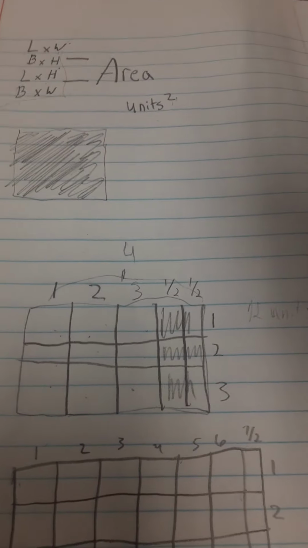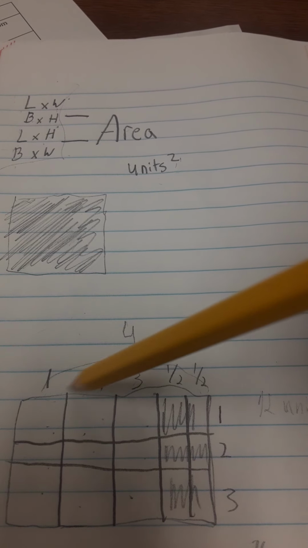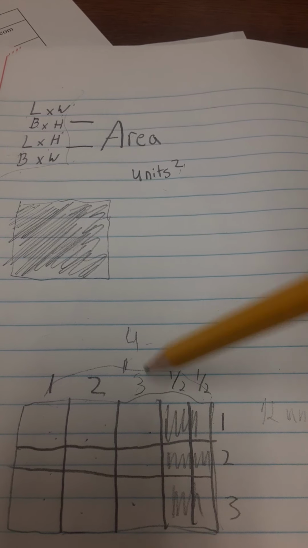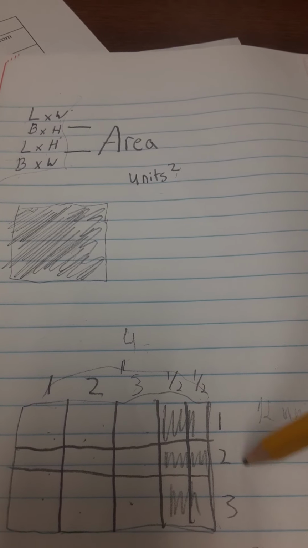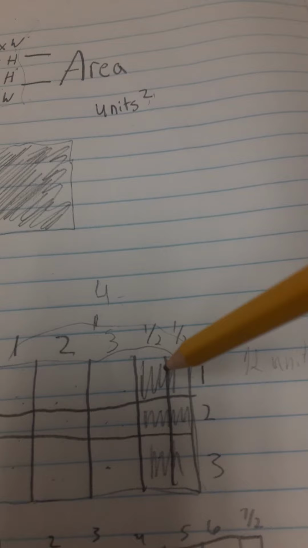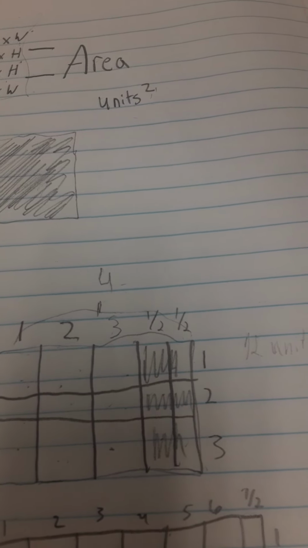So if we look down here, I drew a little picture, and look at the top one. As you can see, it's 4 long, right? 1, 2, 3, a half and a half. And then it's by a 1, 2, 3. So a 4 by 3, right? If we're thinking the length is 4, the width is 3, we know that our area is 12 units squared. We have 1, 2, 3, 4, 5, 6, 7, 8, 9, 9 and a half, 10, 10 and a half, 11, 11 and a half, 12. Pretty simple concept. This is an easy one.